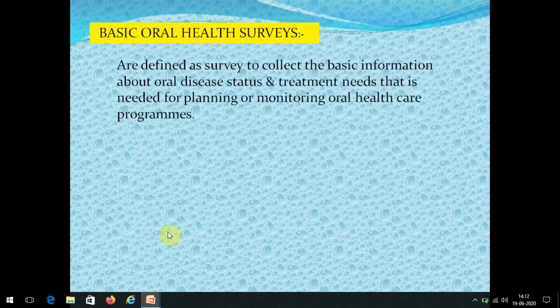Now let's move on to the oral health surveys, that is basic oral health surveys. These are particularly on oral health matters, defined as a survey to collect the basic information about oral disease status and treatment needs that is needed for planning or monitoring oral healthcare programs. It's nothing but we do a survey to plan a program or monitor oral healthcare programs. So these are the basic oral health surveys.